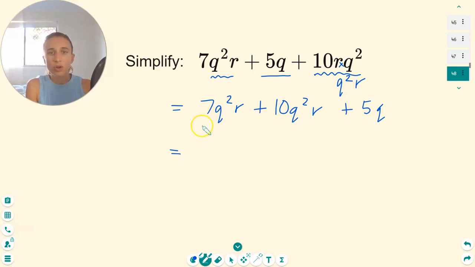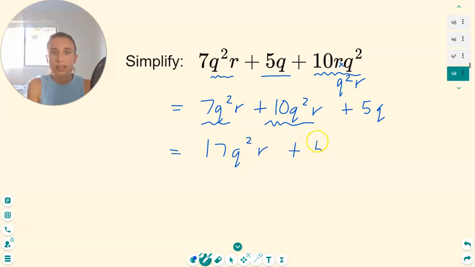And then you can only add like terms. Remember, 7 plus 10 is 17, so 17q squared r plus 5q. All right.